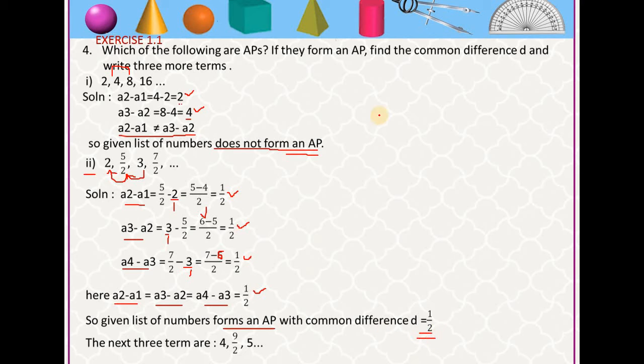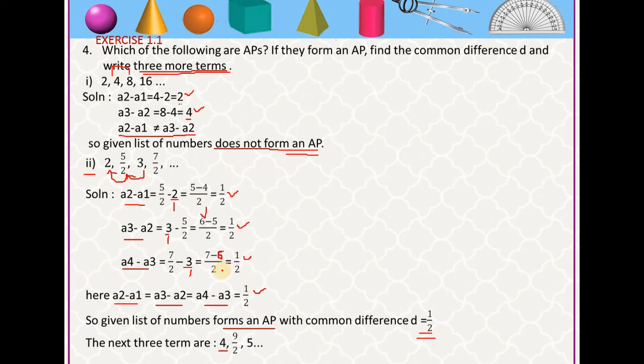We have to write the next 3 terms in this arithmetic progression. So here the last term is 7 by 2. 7 by 2 plus half becomes 8 by 2. 8 by 2 is 4.